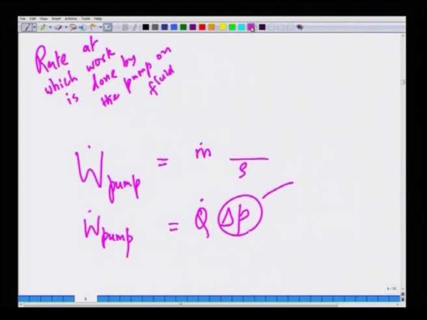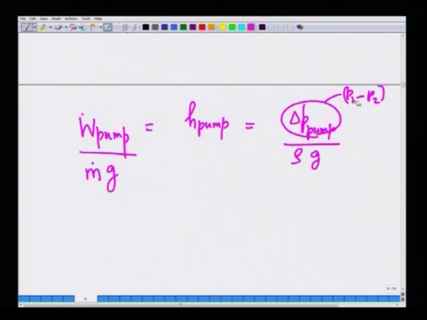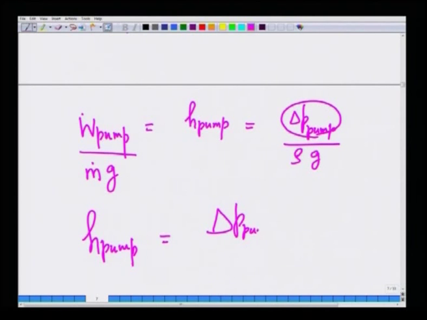minus P1, let us call it P discharge minus P inlet, and this is delta P. It is a positive quantity, the discharge pressure is greater than the inlet pressure. Okay. So, H pump, which is what we require in our calculations, is nothing but delta P pump by rho g.